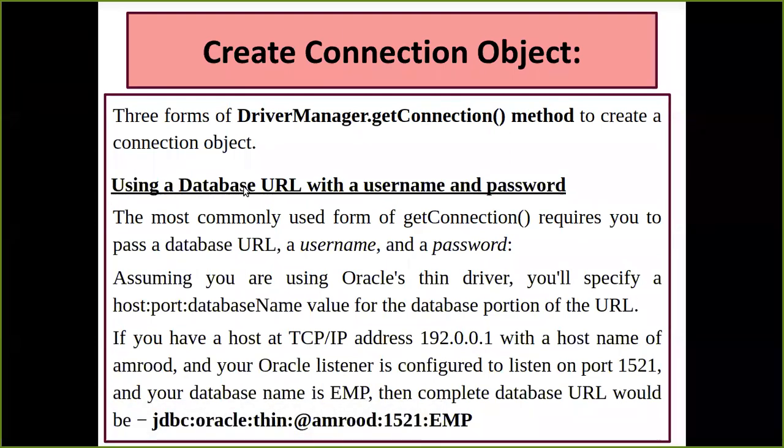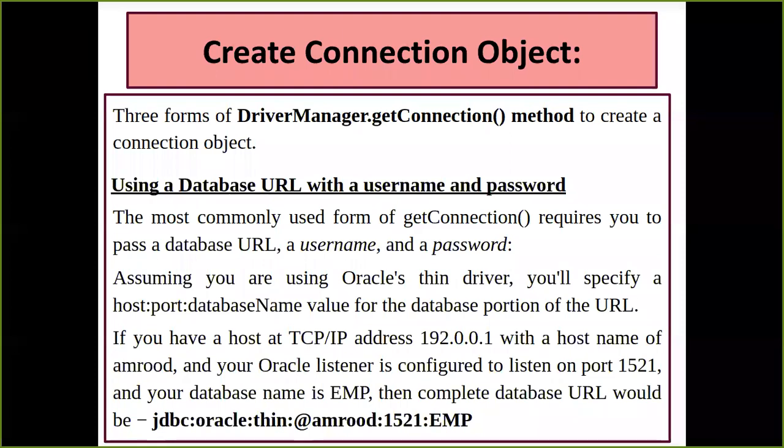So the first getConnection method had only one parameter. The second getConnection method has two parameters, and the third getConnection method has three parameters. Okay, so now I'll directly switch to the third one because we are going to use it in our practical. The third method had the syntax getConnection(String URL, username, and password).